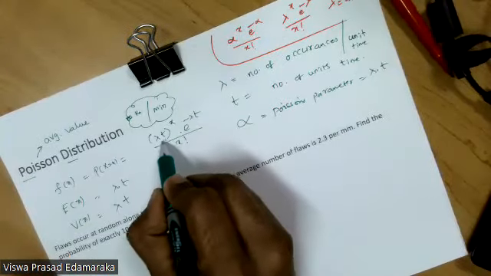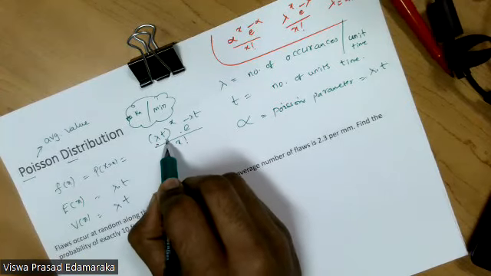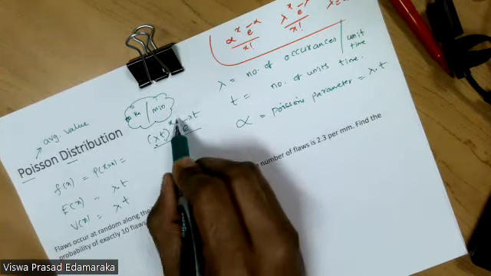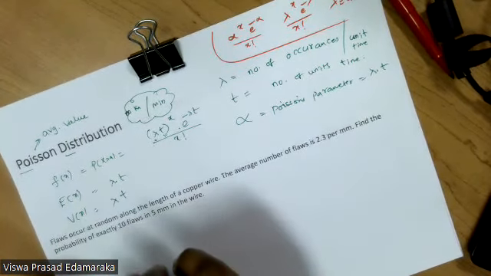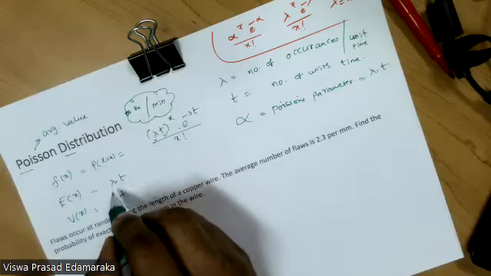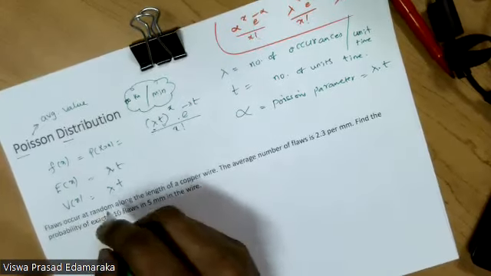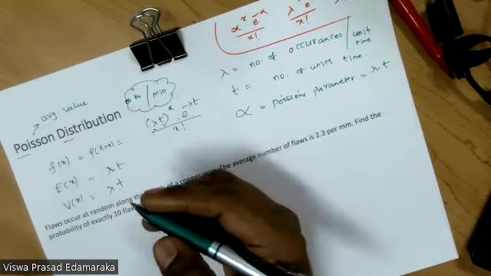You need to multiply these two, lambda into t. This is called Poisson's parameter, power x, and e power of minus lambda divided by x factorial. So lambda into t is the mean. Similarly, variance is also the same as lambda into t.